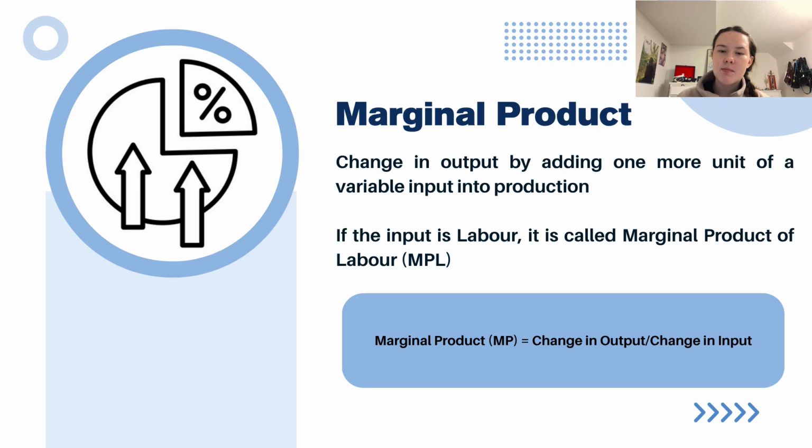First off, I'm going to explain what marginal product is. Marginal product is the change in output by adding one more unit of a variable input into production. If the input is labor, we call it marginal product of labor, or MPL. We calculate marginal product using the formula change in output divided by change in input.